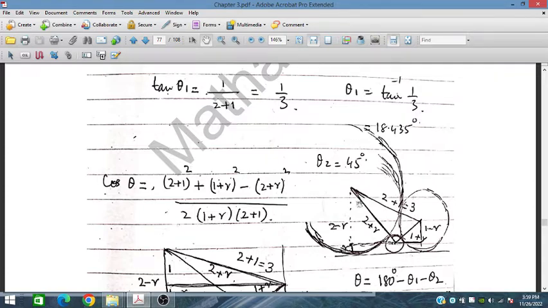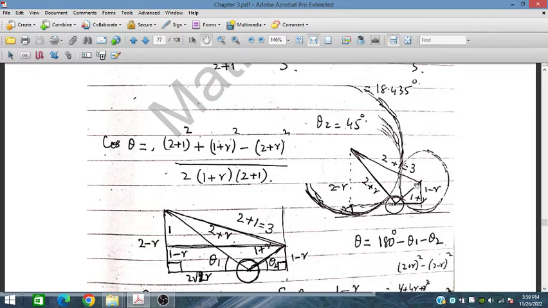So we have obtained this information, and this information is important. So we use this information here. So this is 2 plus r, and this is 2 plus 1, which is 3, and this is 1 plus r. So we have used it, and we know this is 1, this is 2.